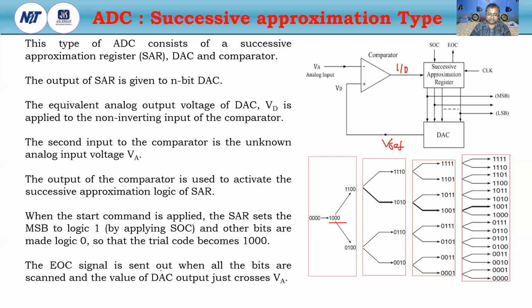The EOC signal is sent out when all the bits are scanned and the value of the DAC output just crosses the VA. Okay, that means 16. If it is 15, then up to 15, the SOC will be 1. When we get the 15, 1111, then we should produce the EOC, end of comparison.